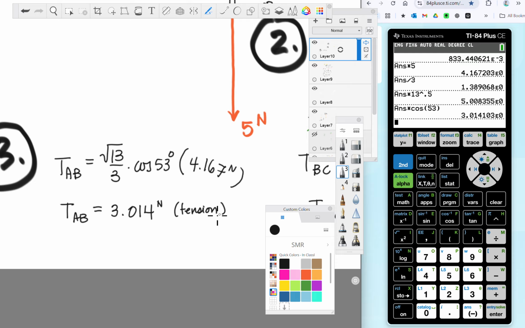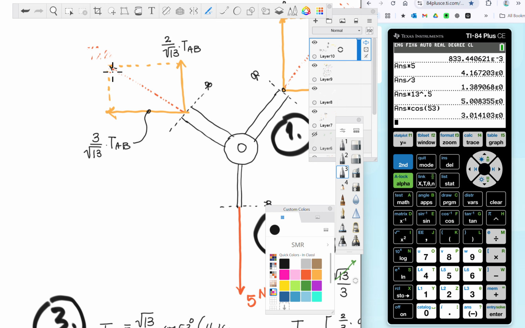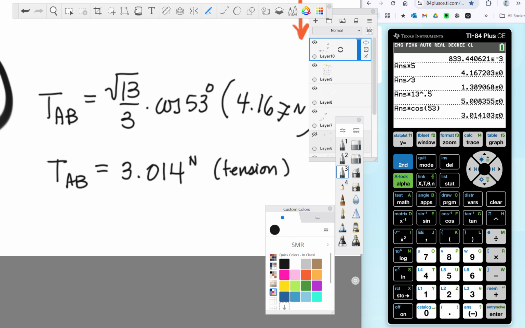That positive sign confirms my assumption, which better be true because you can't push on a rope, that that rope is in tension and not in compression. So if you got a negative sign there, you've got an error to go find. And then for my final answer, I'll say 3.01. Okay, so there's my final answer.